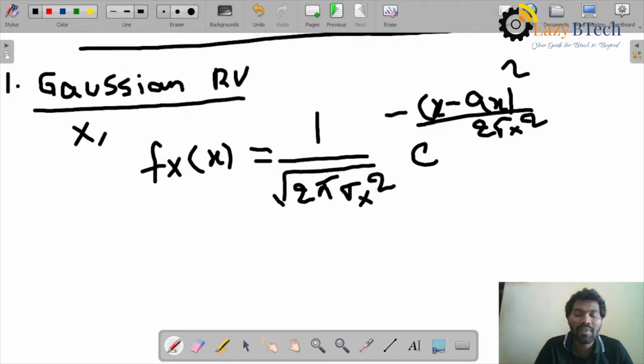So these functions should be remembered. These are very important while doing the problems in the next chapters. So please try to remember all these expressions. This is the density function of a Gaussian random variable.